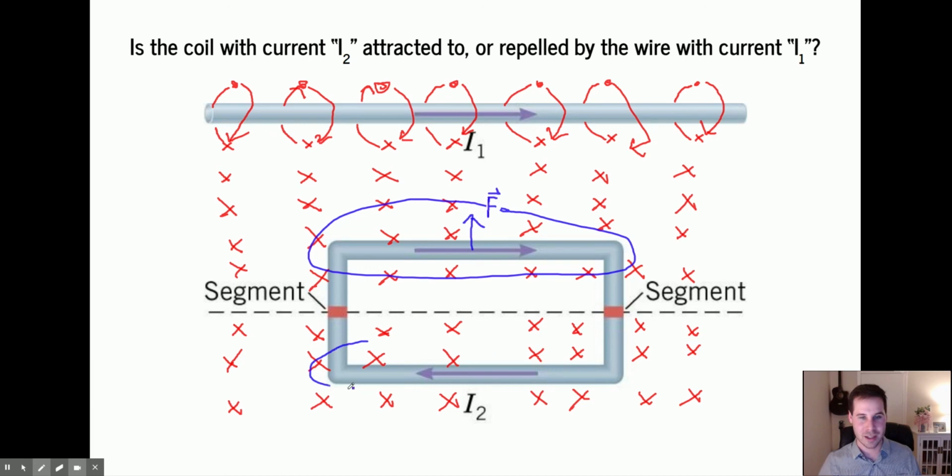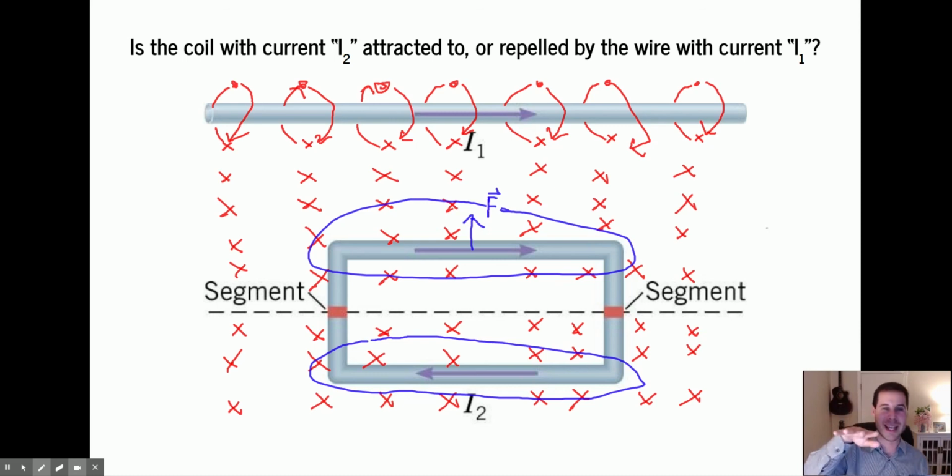So looking at this segment, right here. I'm going to do the same thing I did before, use the full right-hand rule. My fingers are going to point into the page because that's what the magnetic field is doing. My thumb's going to point in the direction of current flow. And again, I'm assuming it's positively charged current flowing. So I use my palm. So it's going to push away. It's actually going to be repelled away from the wire. There's my force vector right there.